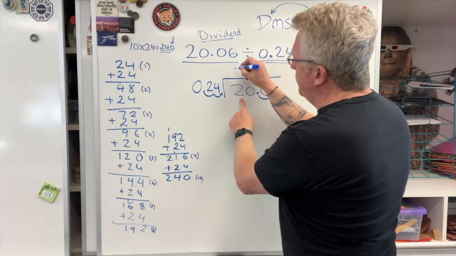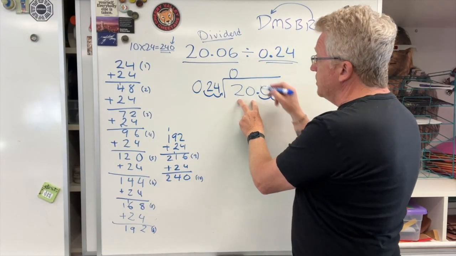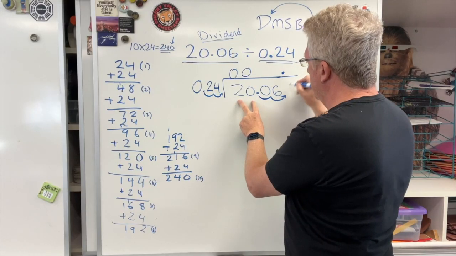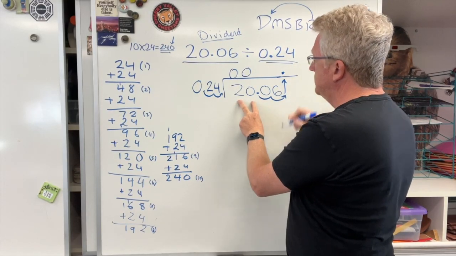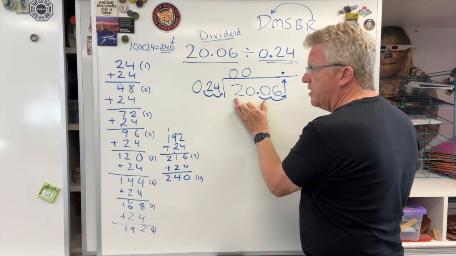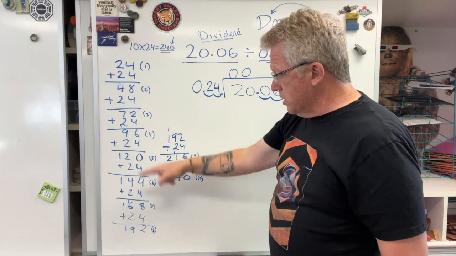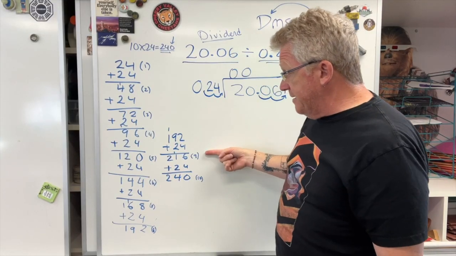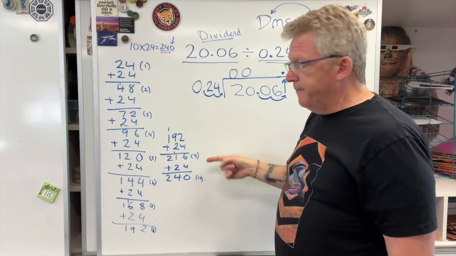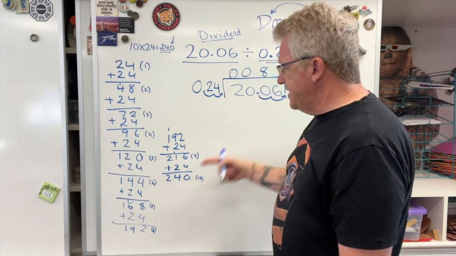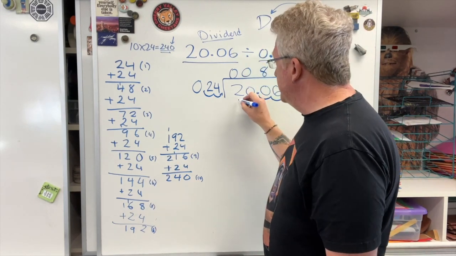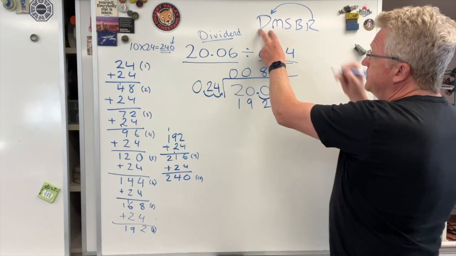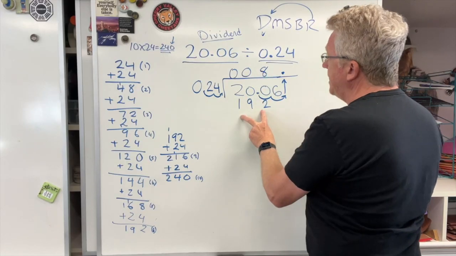24 does not go into 2. 24 does not go into 20. By the way, my decimal point is sitting here because I moved it over and it goes straight up. But 24 does go into 200. How many times? It goes in there 8 times, 192, because 9 times is 216, that's too big. 8 times 24 is 192. I just divided, I just multiplied.